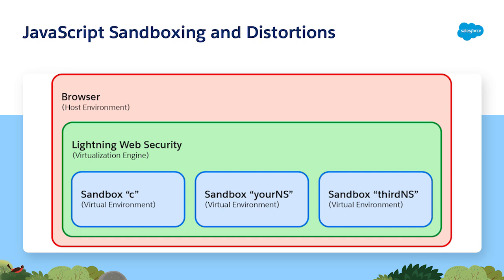This way, LWS prevents components in one namespace from accessing private resources or data from another namespace, preventing dangerous vulnerabilities such as cross-site scripting. JavaScript sandboxing has been engineered to enforce and evolve with browser standards, such as the Shadow Realms API, currently at stage 3, and Secure ECMAScript, currently at stage 1.